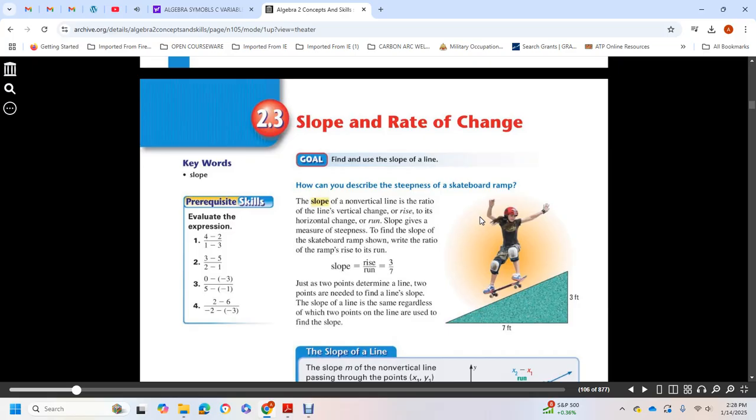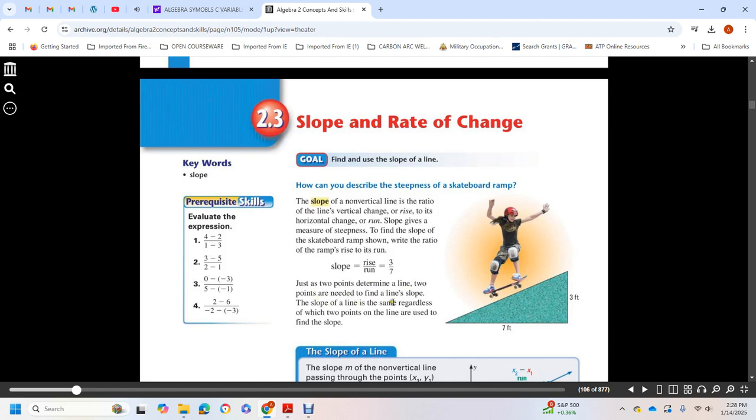To find the slope of a skateboarder ramp, use the ratio of the ramp's rise to its run. Slope is equal to rise over run, or 3 over 7: a 3 foot rise and a 7 foot run. Just 2 points determine a line. 2 points are needed to find the slope.